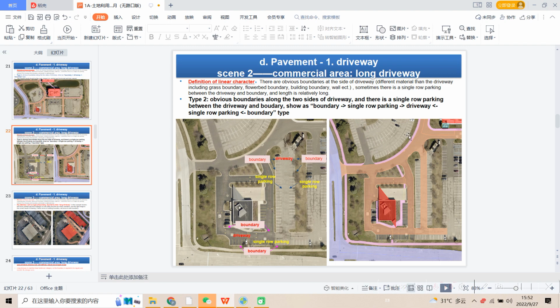So as you can see here, this is a type 2 boundary that we have been talking about, right? In this example, we have a boundary, single row parking, and boundary. So what's on the inside is a driveway. And starting from here as well, we have a boundary on the other side, and we have single row parking on one side, and on the other side we don't have single row parking. So this fits the definition as well. So this is a type 2 long driveway.